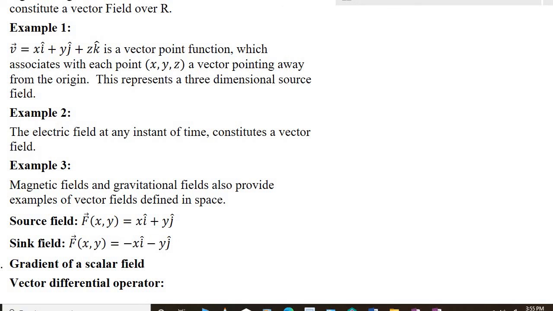Here, source field means f bar of x, y equal to x i crown plus y j crown. Sink field means f bar of x, y equal to minus x i crown minus y j crown. Observe, in sink field, the i crown, j crown coefficients are negative. In source field, the i crown, j crown coefficients are positive.